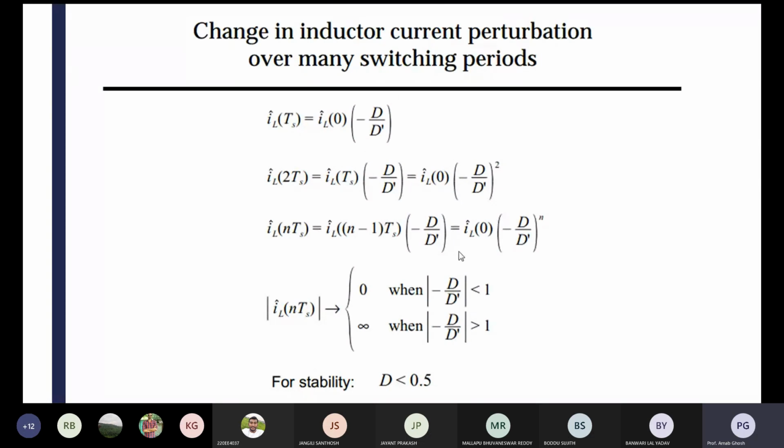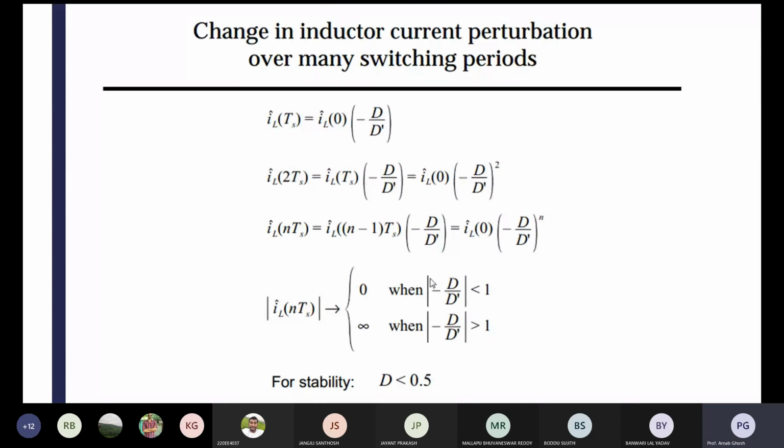Now you can replace that value of î_L(Ts). So for î_L(2Ts), it is î_L(0) multiplied by (minus D by D dash) squared. If it is the nth instant, then î_L(nTs) equals î_L(0) times (minus D by D dash) to the power n.